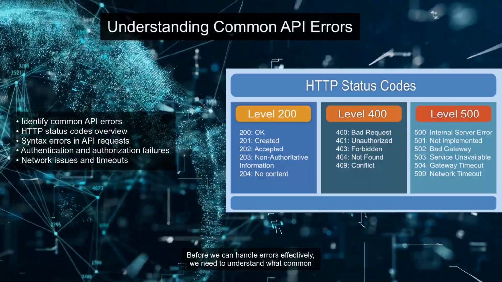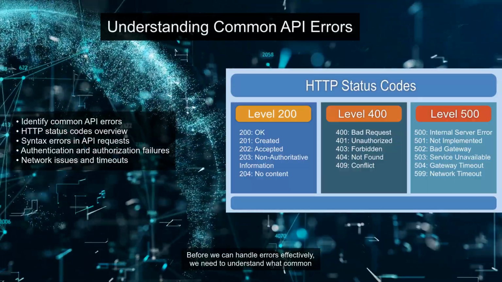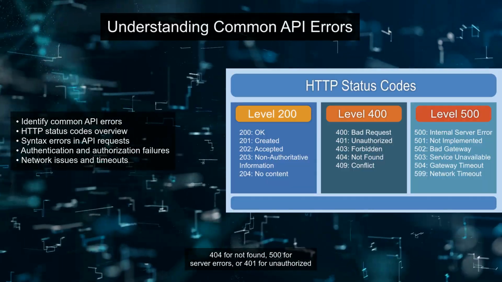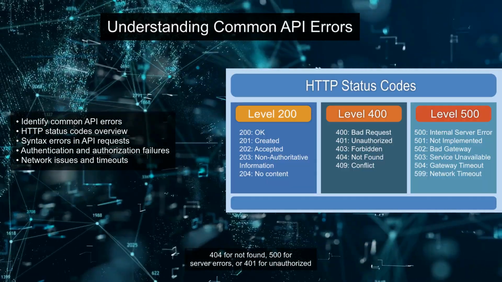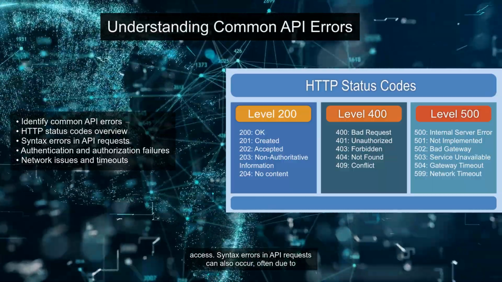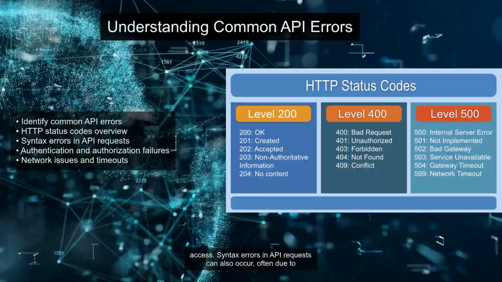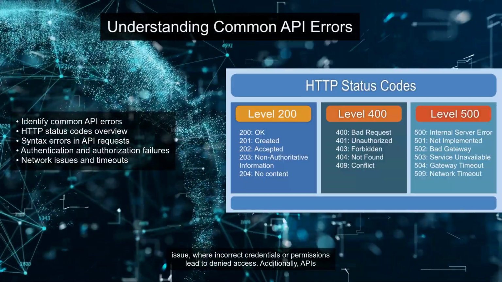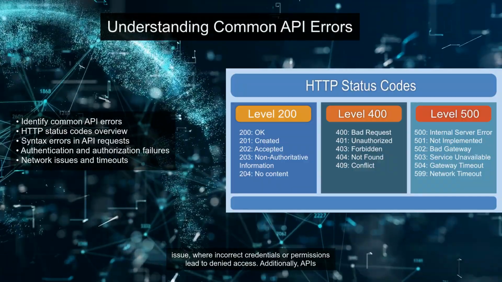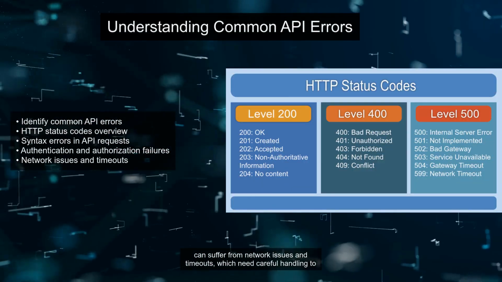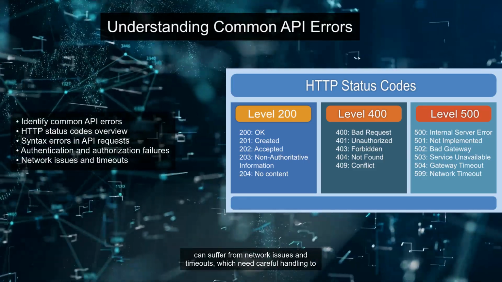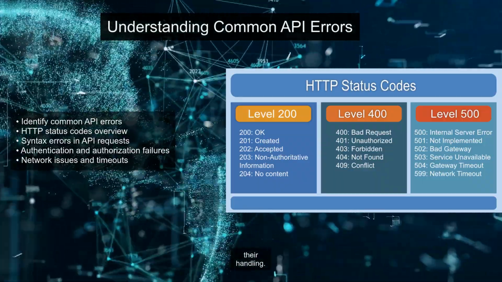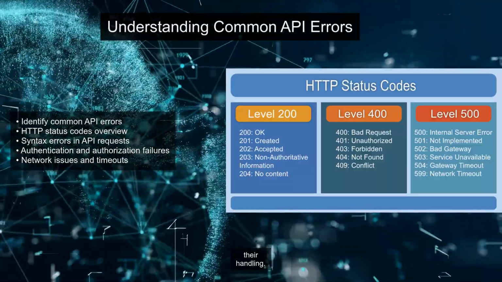Before we can handle errors effectively, we need to understand what common errors look like in APIs. Typically, these include HTTP status codes like 404 for not found, 500 for server errors, or 401 for unauthorized access. Syntax errors in API requests can also occur, often due to incorrect formatting or missing parameters. Authentication and authorization failures are another frequent issue, where incorrect credentials or permissions lead to denied access. Additionally, APIs can suffer from network issues and timeouts, which need careful handling to ensure smooth operation. Recognizing these errors is the first step to mastering their handling.